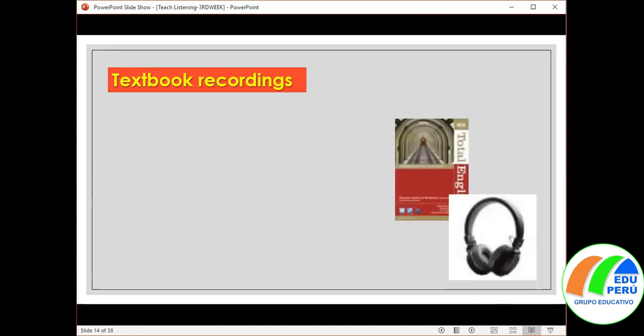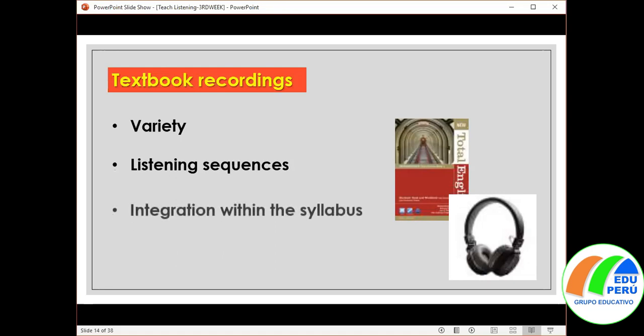So here we have that these kinds of recordings of listening tests are varied, no? We have a lot of topics in this kind of listening test. We also have a listening sequence, so we have some activities to do: pre, while, and post. So this is a sequence, yeah? Not just listen and that's it. We have some activities to do, all right?